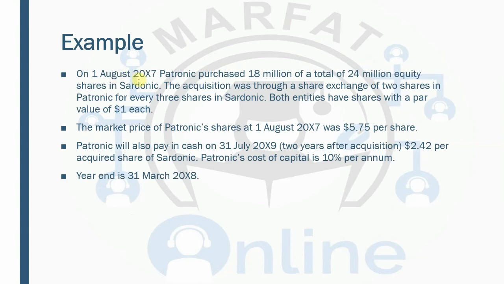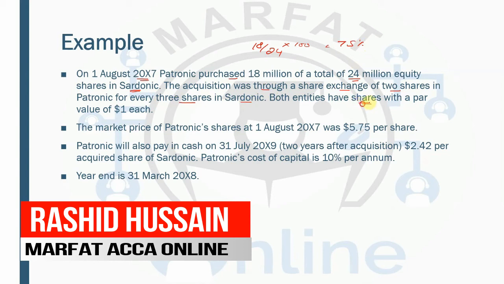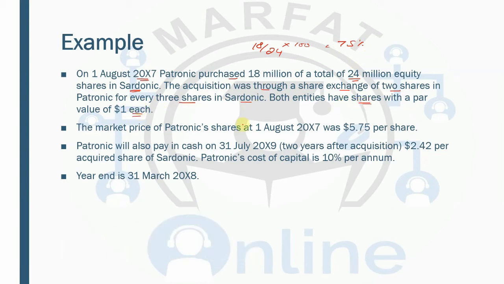So here you have an example. On 1st August 2007, Petronic purchased 18 million of a total of 24 million equity shares in Sardonic. So 18 by 24, how much percentage is it? Let me check on my calculator. It's 75%. The acquisition was through a share exchange of 2 shares in Petronic for every 3 shares in Sardonic. Both entities have shares with a par value of $1 each. The market price of the Petronic share was 5.75.